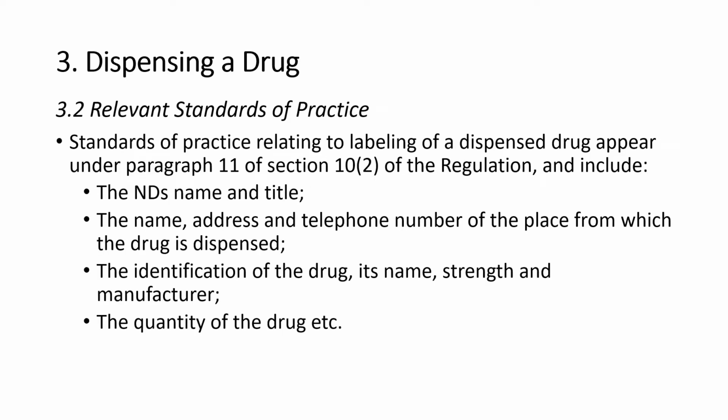Standards of practice relating to labeling of a dispensed drug appear under paragraph 11 of Section 10.2 of the regulation and include the ND's name and title, the name, address, and telephone number of the place from which the drug is dispensed, the identification of the drug, its name, strength, and manufacturer, and the quantity of the drug, etc. NDs who intend to dispense the drugs on Table 4 are required to review, be familiar with, and operate within these sections of the regulation.